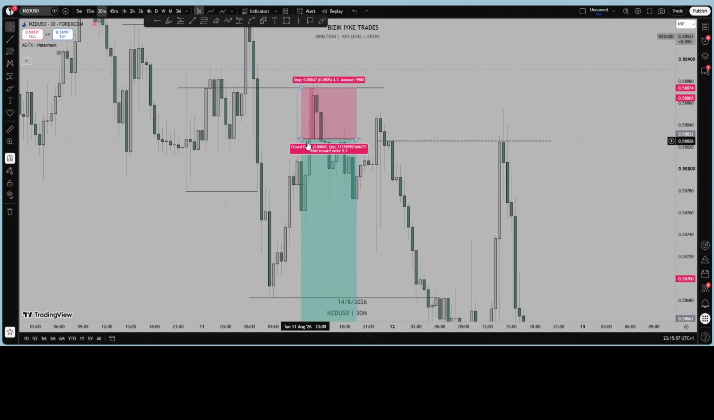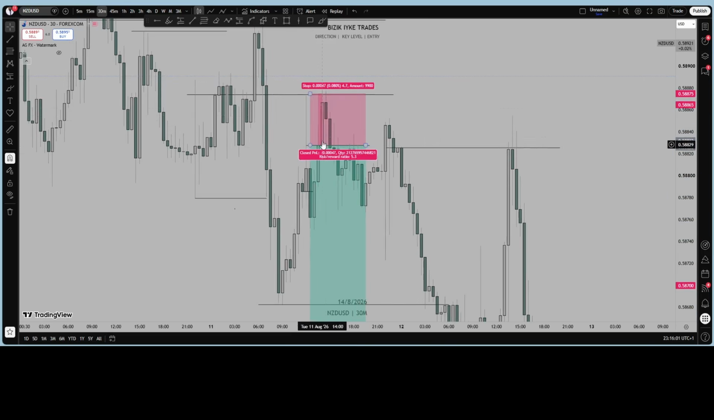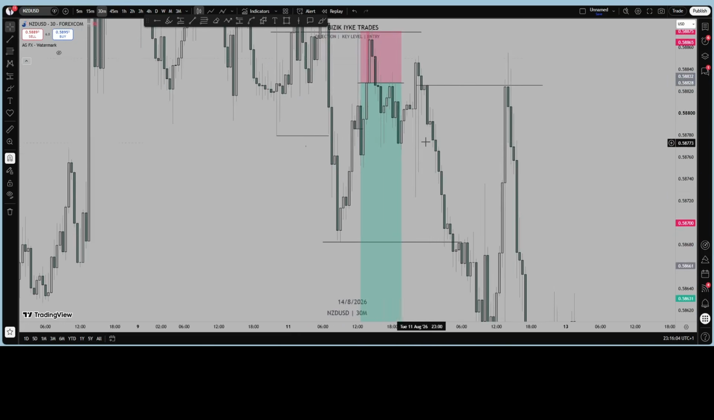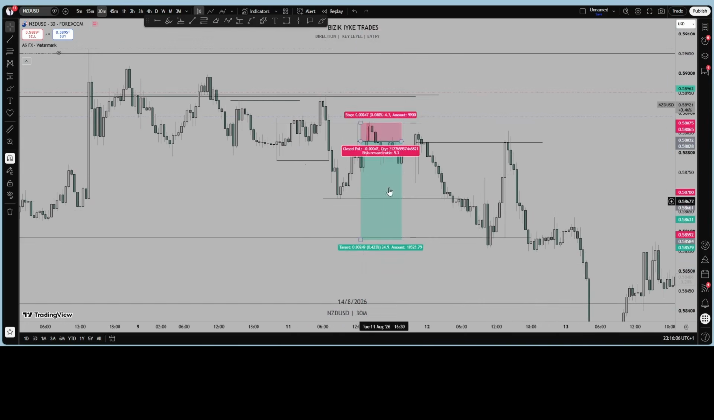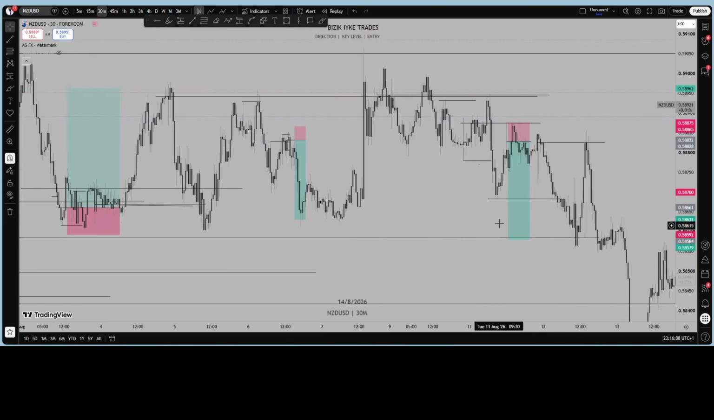So I wanted to enter from the 50% of this wick because this wick was very long. But price came, took me out, and went straight to my target. So I hit stop loss on this one.